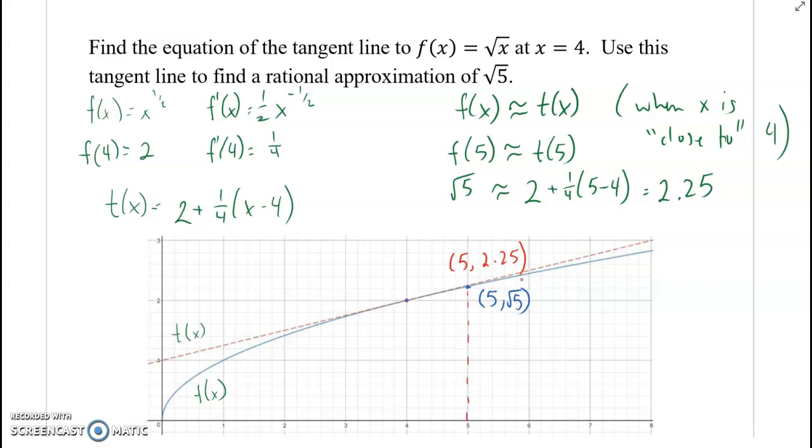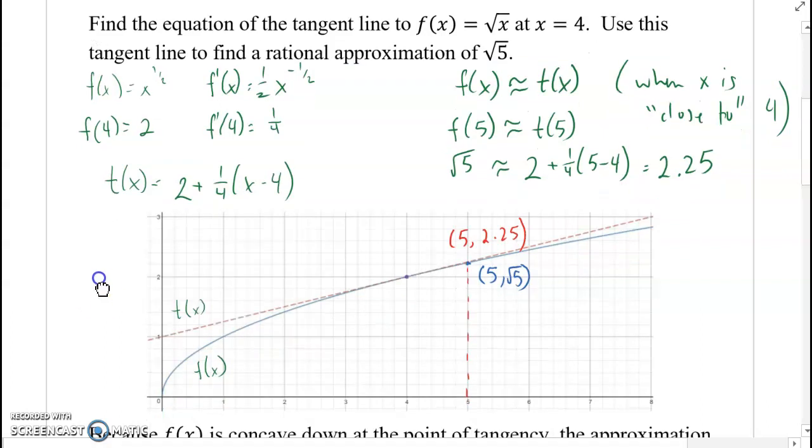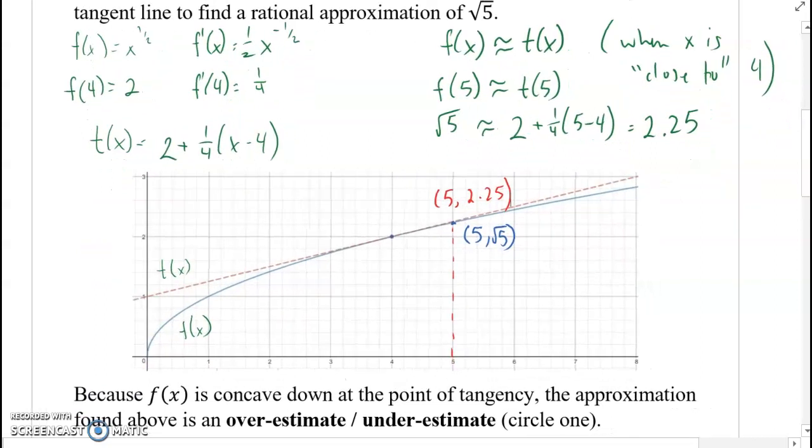Now I encourage you to pull out your calculator, type in the square root of 5, see what that is as a decimal, and see how that compares to 2.25. And hopefully your calculator will verify all the stuff that we already suspect is true. So if we look at the graph, we can definitely see that that tangent line is always above the curve.